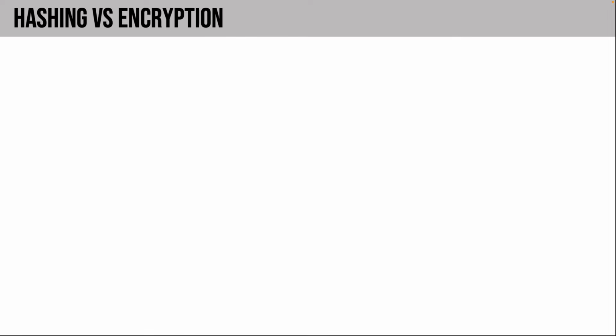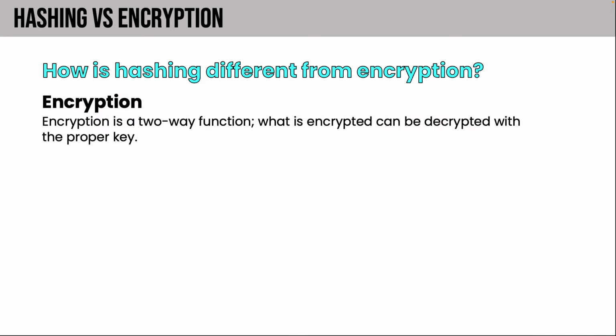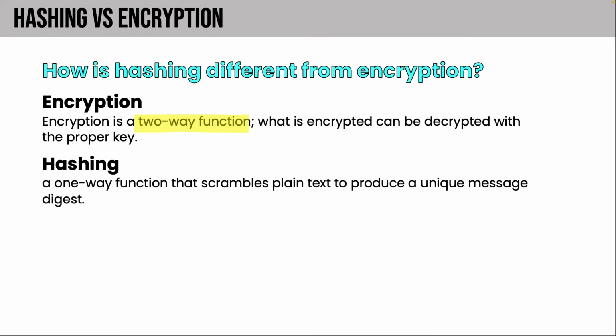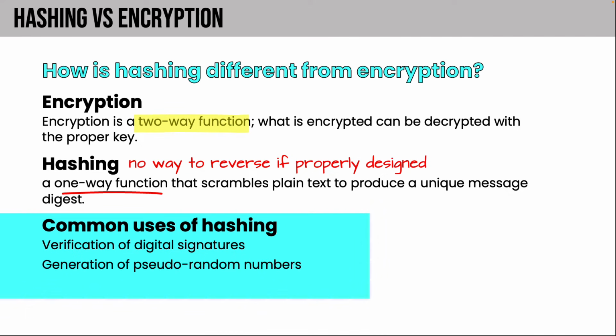So let's talk hashing for a moment. So how is hashing different from encryption? Well, encryption is a two-way function. What is encrypted can be decrypted with a proper key. Hashing, on the other hand, is a one-way function that scrambles plain text, like a password, for example, to produce a unique message digest. There's no way to reverse a hash if it's properly designed. So common uses for hashing include verification of digital signatures, generation of pseudo-random numbers, and integrity services.